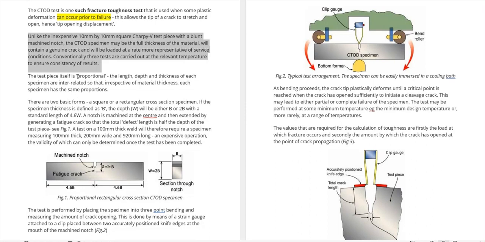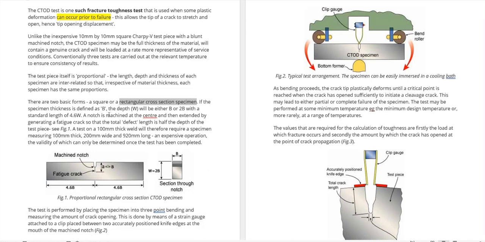The test piece itself is proportional. That means the length, depth, and thickness of each specimen are interrelated, so that irrespective of material thickness, each specimen has the same proportions. That means they will be doing 3 tests, and all those 3 tests will have the same proportions. There are 2 basic forms, a square or rectangular cross section of specimen. Here you can see this is the rectangular cross section, because the thickness is B and the depth is 2 times B. Sometimes we can keep it B by B. That's why they're saying it's either square or rectangular.